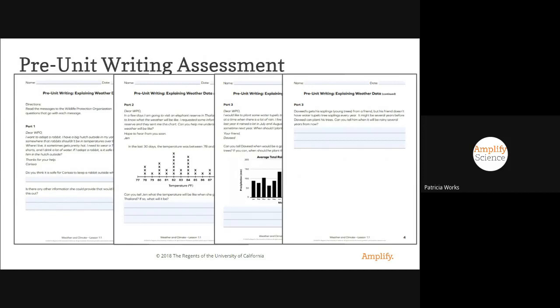Students first read a message that's sent to the Wildlife Protection Organization, and they add an answer to show their prior knowledge about safe habitats. In Part 2, they look at a line plot of temperatures in a month and make a prediction based on that data. Part 3 assesses students' abilities to read and apply information from a bar graph and make predictions based upon that information. So let's go into the platform now and look at where you find the pre-assessment and the assessment guide.